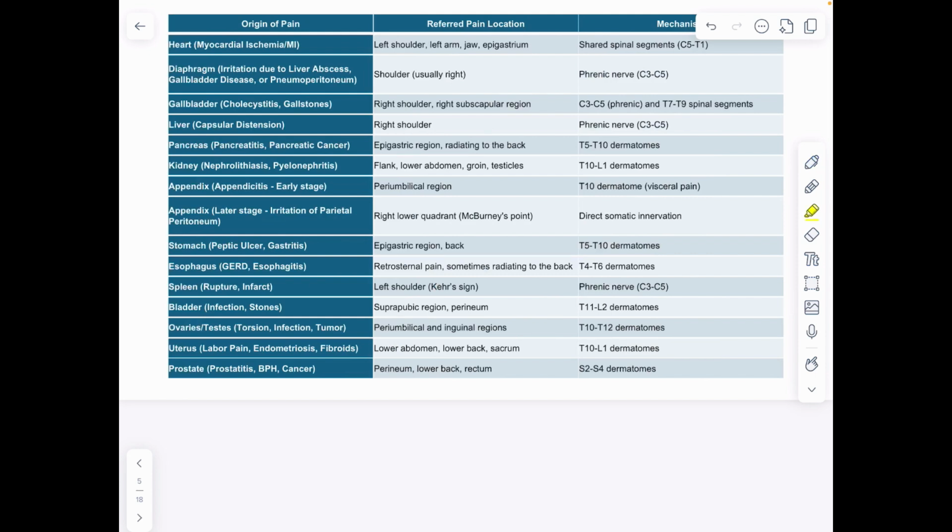So, this table is particularly important because, as we know, in myocardial ischemia the referred pain is in the shoulder, left arm, jaw, and epigastrium, and the mechanism behind it is that it shares the spinal segments from C5 to T1. Similarly, in case of the kidney, where there is nephrolithiasis or pyelonephritis, the pain is observed in the flank, lower abdomen, groin, and testicles because of the involvement of T10 to L1 dermatomes.